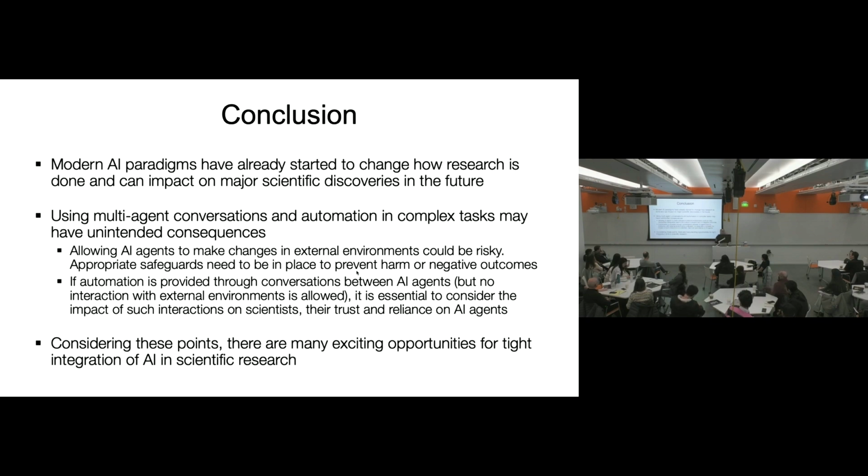But considering all these points, I believe there are many exciting opportunities for tight integration of AI and scientific research across different scientific disciplines. We are really seeing a great enthusiasm across many disciplines about how, in novel and interesting ways, AI can be integrated across levels, from experimental biology to abstract mathematics. And with that, I'll stop my presentation here. I'm very happy to take questions later in the panel discussion.